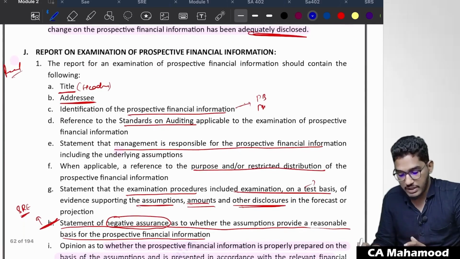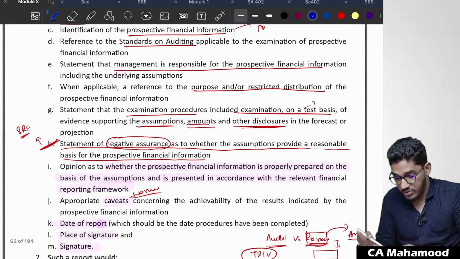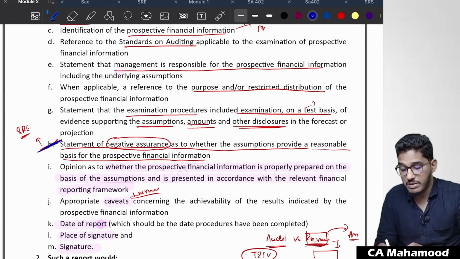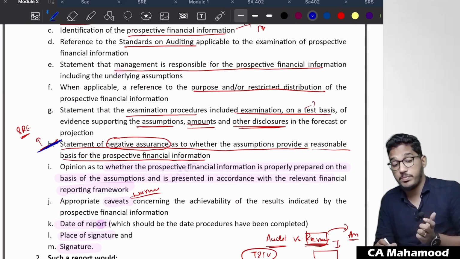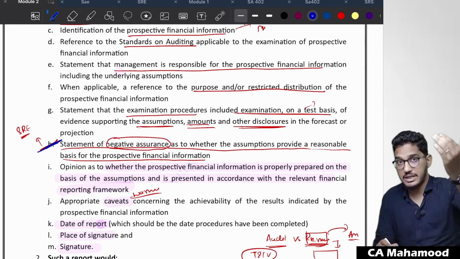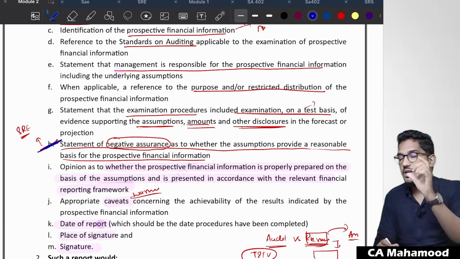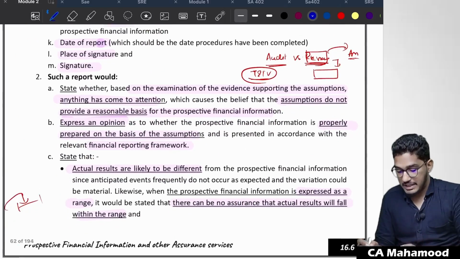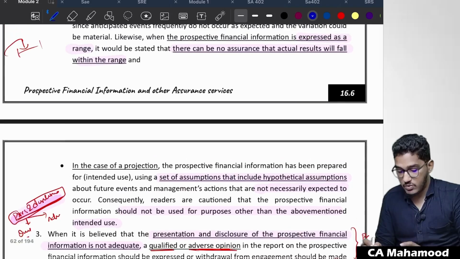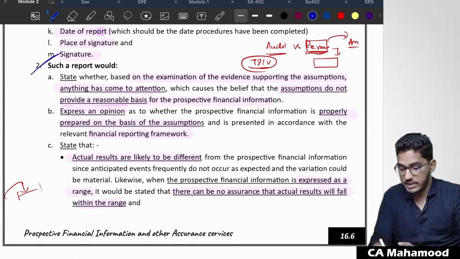Then you have to give a report. In the report, everything is a general point. You need not worry about it. One important thing we have to keep in mind is that opinion will be expressed in negative terms. Nothing has come to our knowledge which makes us believe that assumptions are not reasonable. So like that, negative wording you have to use. And then finally, the most important thing here is what things must be compulsorily included in the report.